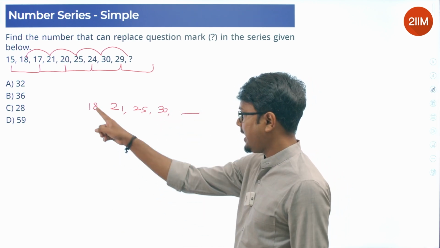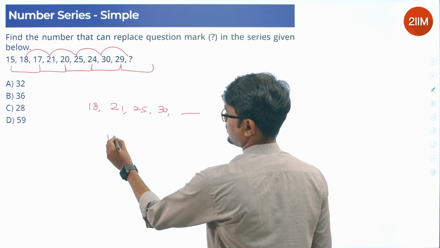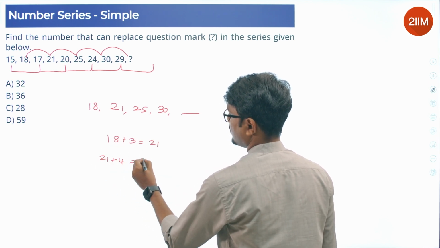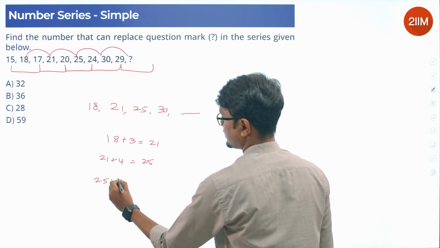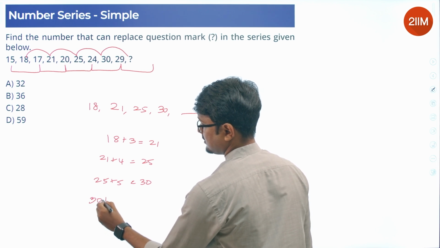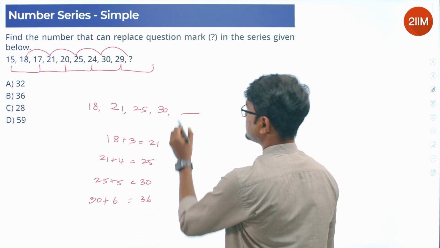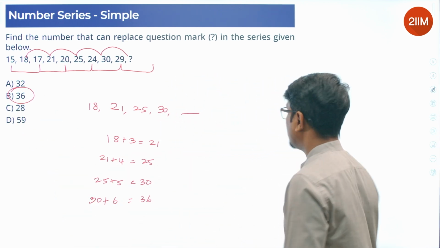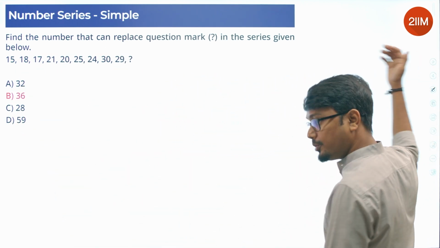Very simple. 18 plus 3, 21. 21 plus 4, 25. 25 plus 5, 30. 30 plus 6, 36. So this number, question mark, should be 36. Option B should be the answer. The answer is option B, right answer.